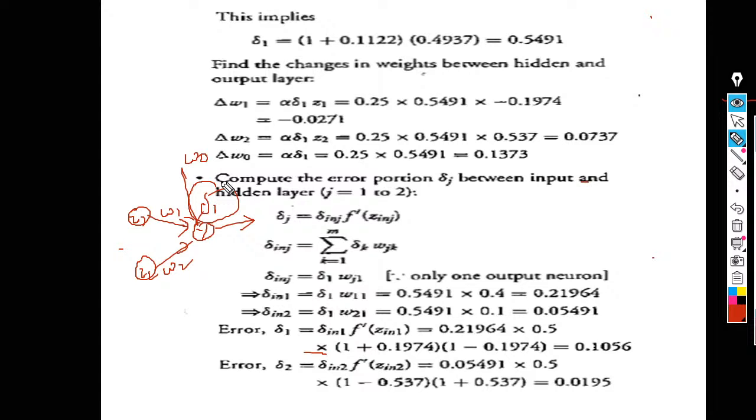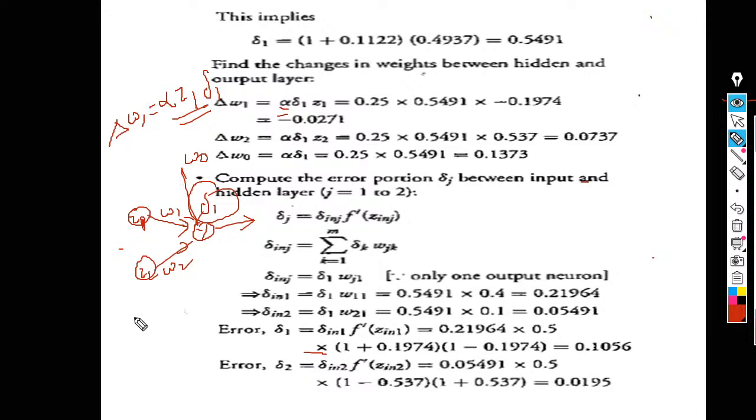The formula is like this: multiply with the learning factor, which over here is alpha, then whatever the error is, here the error is only one, that is delta 1, and then whatever input is coming to that particular output neuron. If you are talking about this one, z1 is coming, and if you are calculating for z2, the z2 input is coming to this y. So for delta w1, we multiply by alpha, the learning factor, then we see which input is coming. z1 is coming, so we multiply by z1, and the error is delta 1, so we multiply by delta 1.